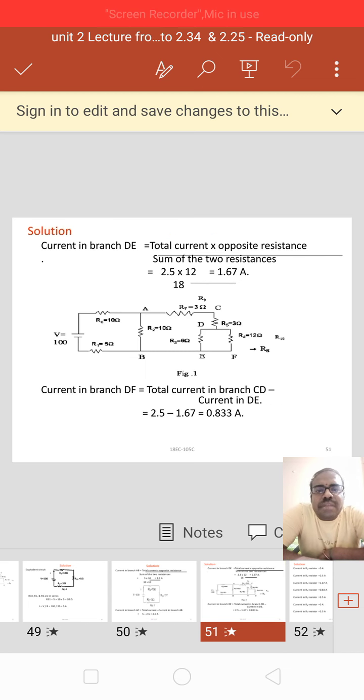Now current in branch DE. So total current into opposite resistance by sum of two resistances, that is 2.5 into 12 by 18, that equal to 1.67 amperes. Now current in branch DF equal to total current in branch D minus current in DE. So 2.5 minus 1.67 equal to 0.833 amperes.